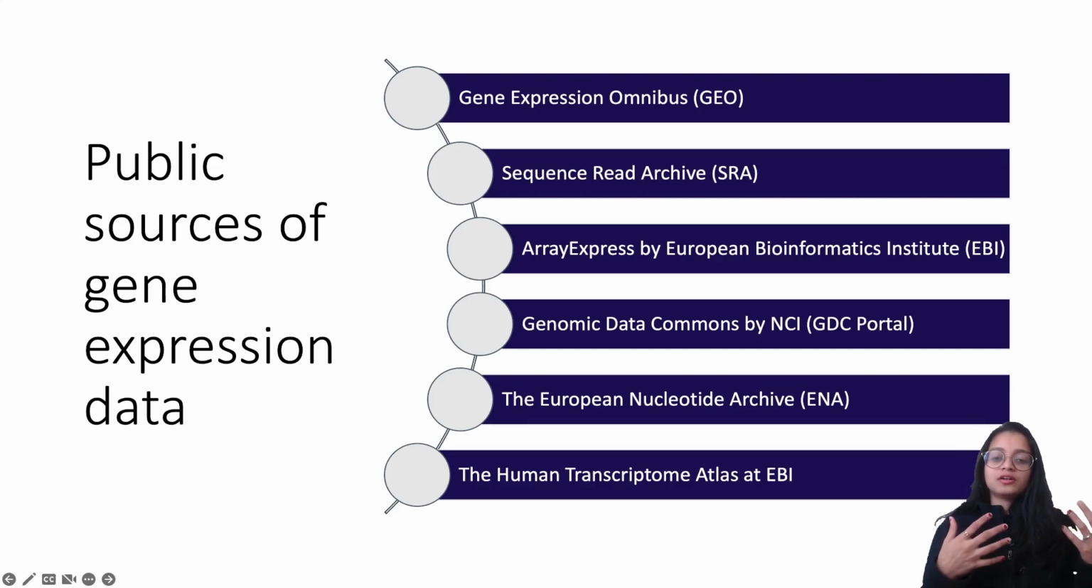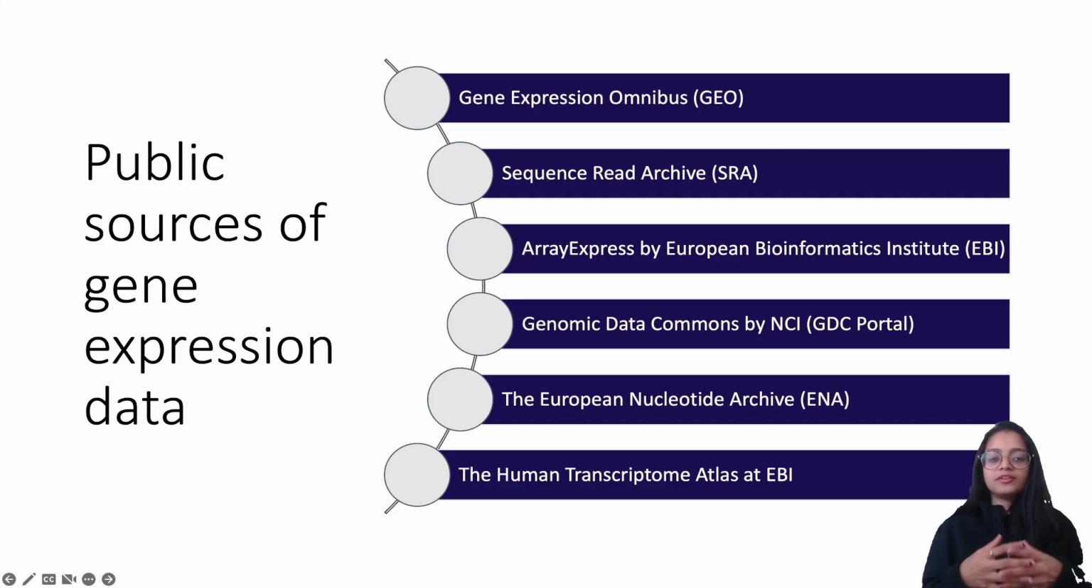Next, we have the TCGA or the GDC portal, which is the Genomics Data Commons by NCI. This is the portal where we extracted the data from in our previous video using a package called TCGABiolinks. This portal is specific to cancers and it has data from a wide variety of cancers and histologies. The European Nucleotide Archive is a repository for raw and processed sequence data, which includes the RNA sequencing data and is maintained by the European Bioinformatics Institute as well.